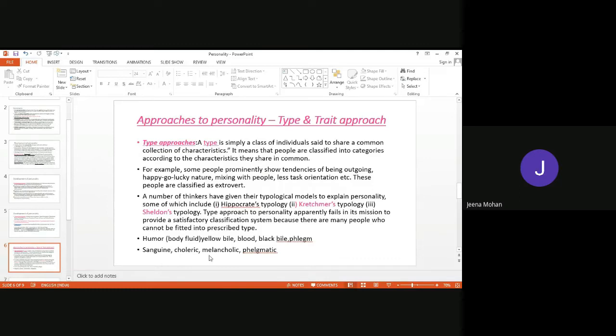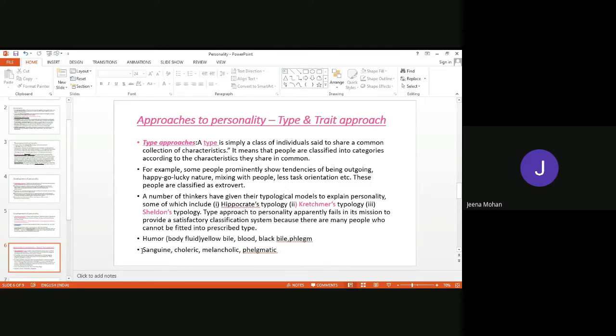So now let us look at the characteristic features of a sanguine. Sanguine means just three words you have to remember. A person having the personality type sanguine is enthusiastic, active and very social. So these are the characteristic features of a sanguine.